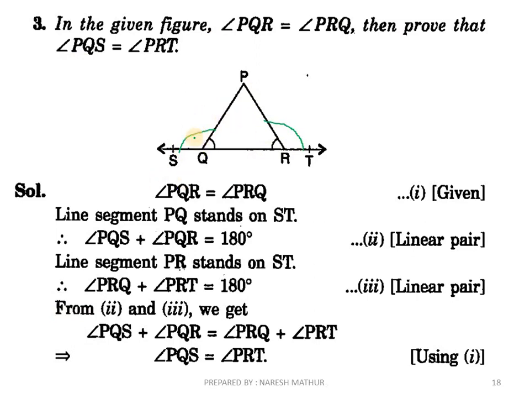So it's quite simple. In the first equation we are given PQR equals PRQ. Then we can write angle PQS plus PQR equals 180 degree. I am talking about this and this angle, linear pair. Again, this and this angle will also be 180 degree. If these two angles are equal to 180 degree and these two angles are also equal to 180 degree, so we can equate both the equations. Here we are given PQR and PRQ are equal, so we can cancel them. So we have angle PQS equals angle PRT, which we needed to prove.